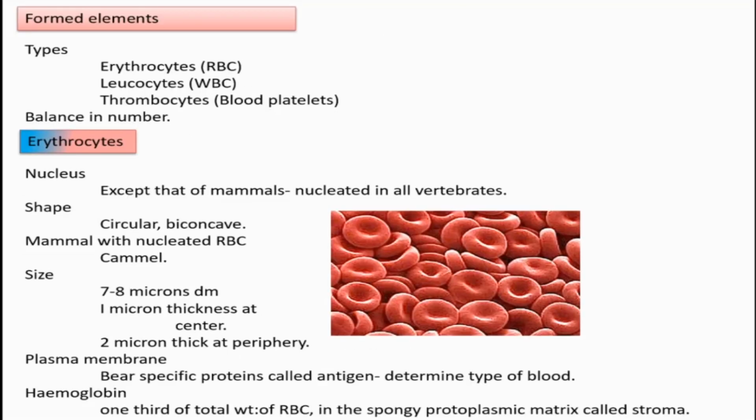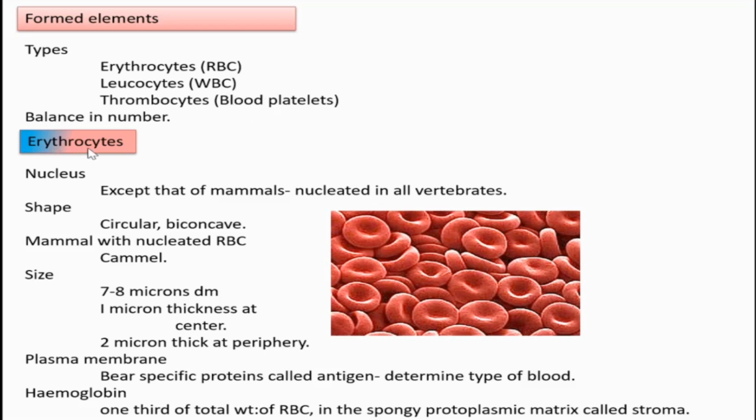Next, formed elements. Formed elements are mainly of three types: erythrocytes, leukocytes or WBC, and thrombocytes or blood platelets. There is a balance in their number in our body, maintained through a balance between synthesis and destruction of each of these formed elements. The rate of synthesis and the rate of destruction are balanced. By maintaining that balance, the number is kept constant in the body.